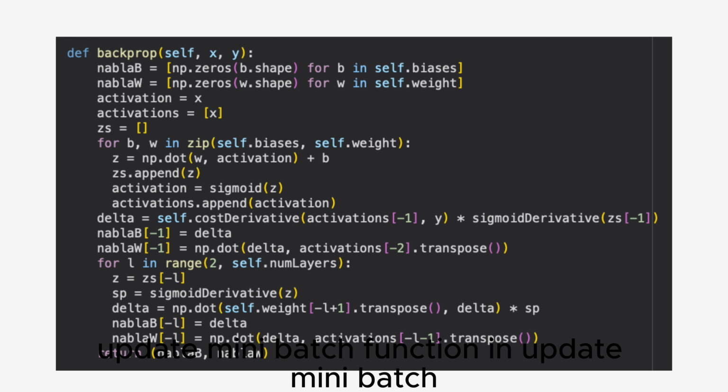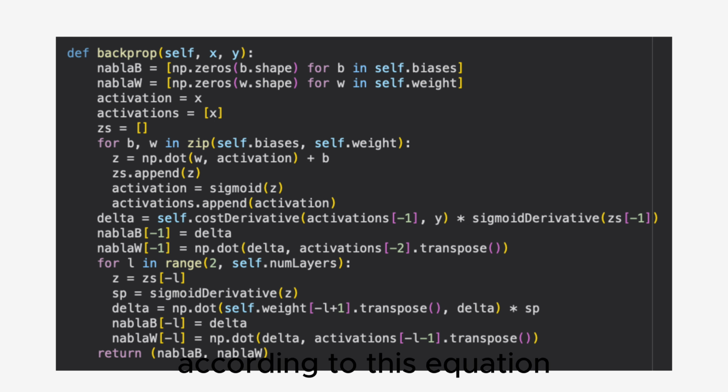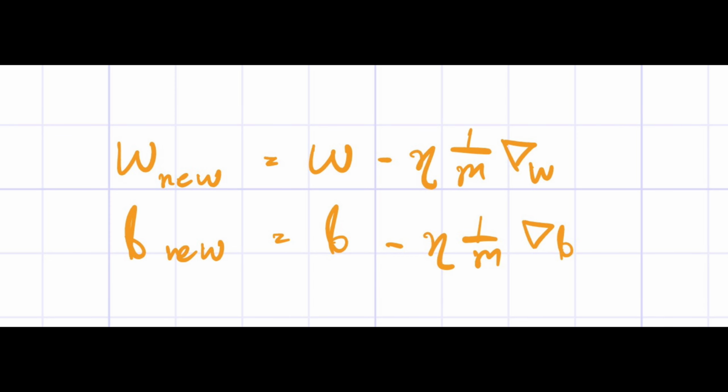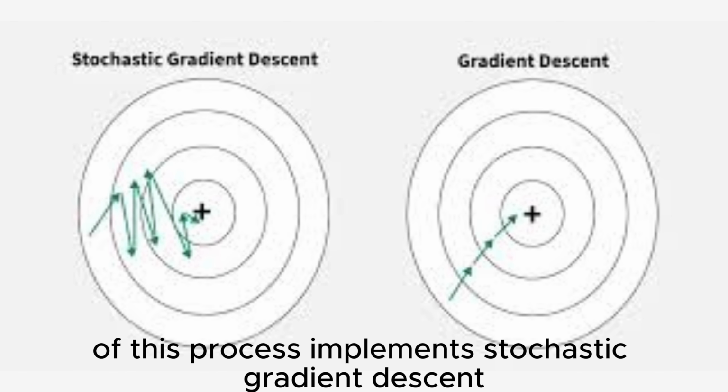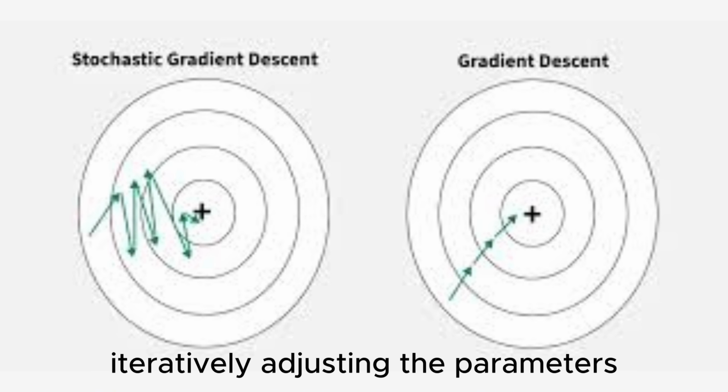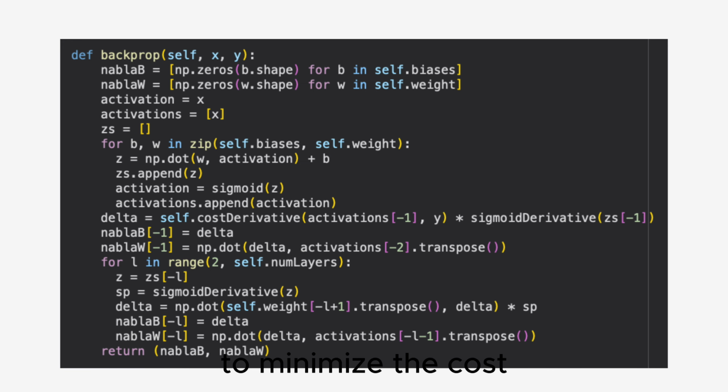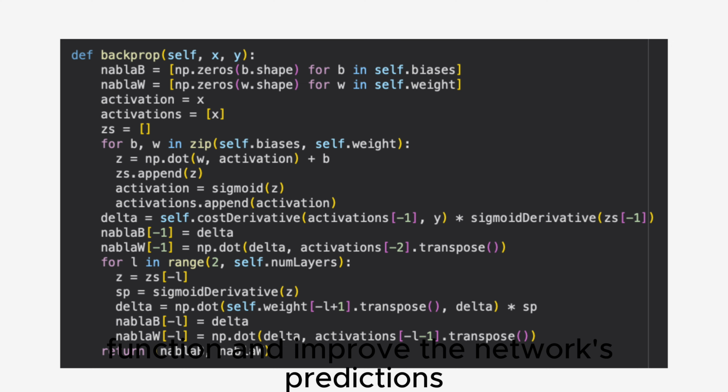In update mini batch, the weights and biases are updated according to this equation, which is new weight is equal to previous weight minus eta, or learning rate, multiplied with average nabla w. And we'll do the same thing with the bias, where m is the mini batch size, of course, for these equations. This process implements stochastic gradient descent, iteratively adjusting the parameters to minimize the cost function and improve the network's predictions.